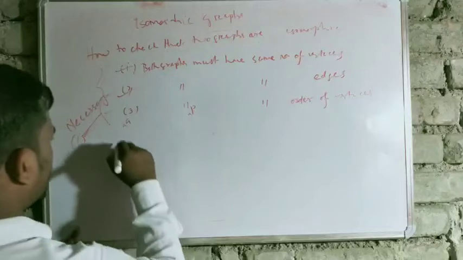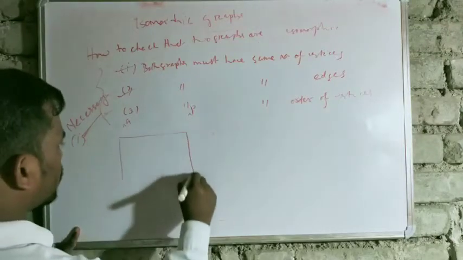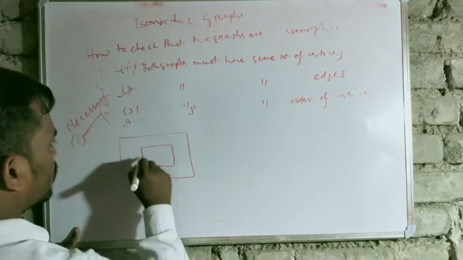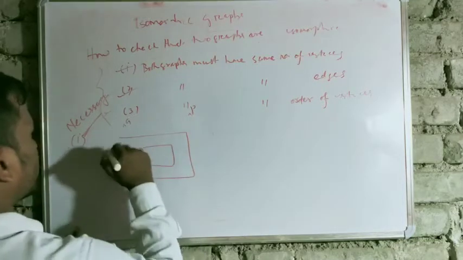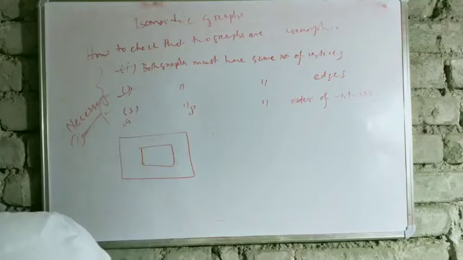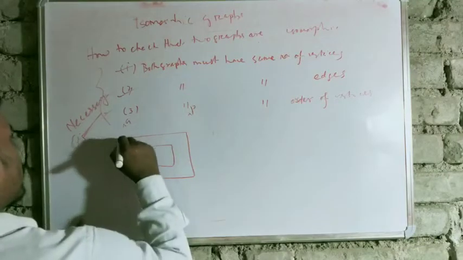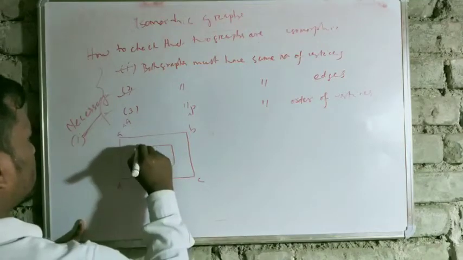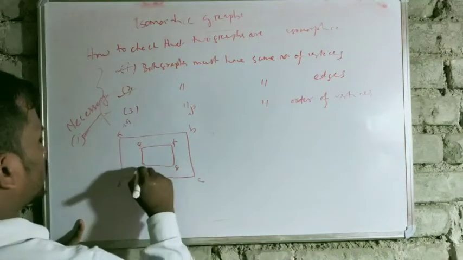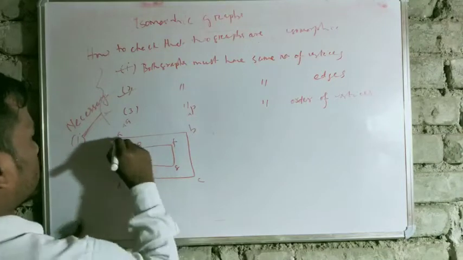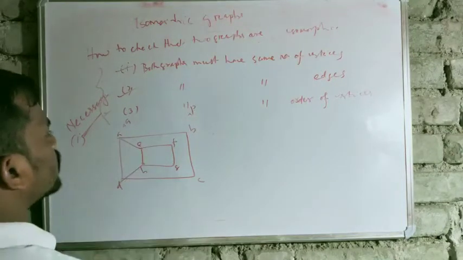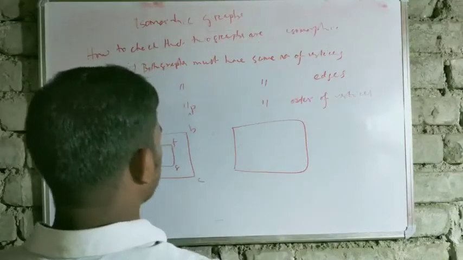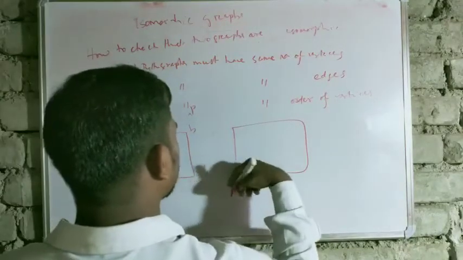Suppose there is another graph with vertices A, B, C, D, E, F, G, and this is the one. And there is another graph of similar structure. Just suppose we give its name.